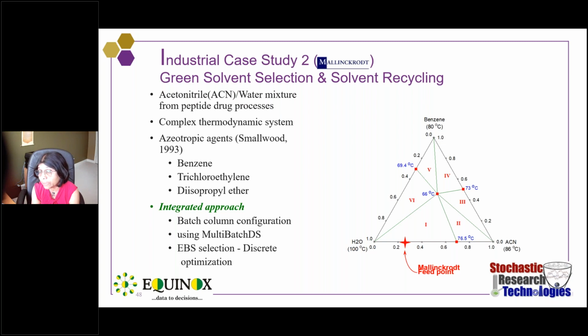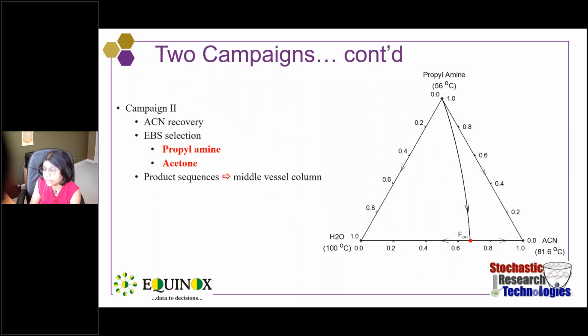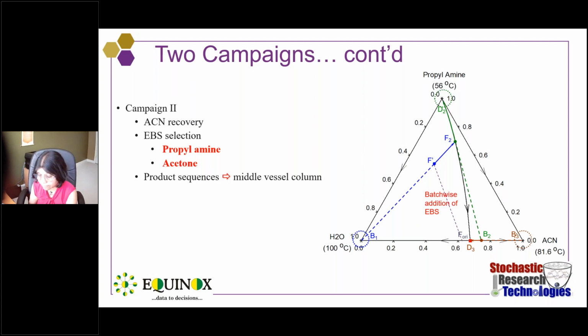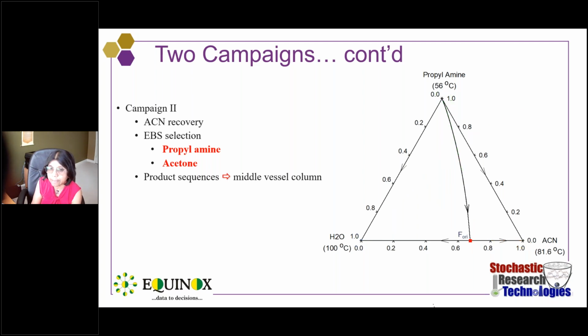So what we did is we suggested computer-aided molecular design, what solvent to be used using the residue curve map technology. We suggested that they can have propylamine or acetone as a solvent, and essentially they can get pure water by using stripping, and then they can add solvent and get pure acetonitrile. Okay, so this is the residue curve map analysis. You essentially have batch-wise addition of the environmentally benign solvent, which is propylamine up here, and you change the feed point so that you cross the boundaries and get to more propylamine.